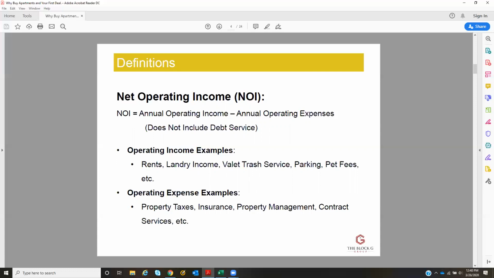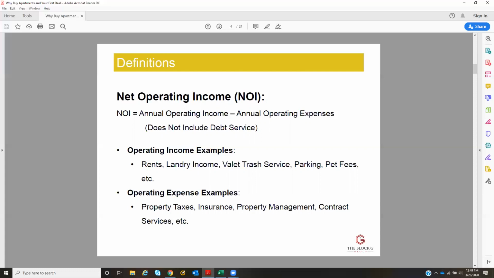Let's take a look at the operating expenses, because obviously that's a piece of this equation as well. Some of the operating expenses: you've got your property taxes, your insurance, property management, contract services such as snow plowing, landscaping, pest control, a myriad of stuff. But that's a quick definition for you of NOI.